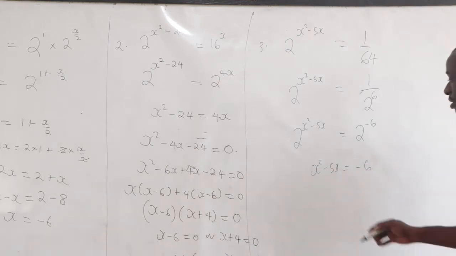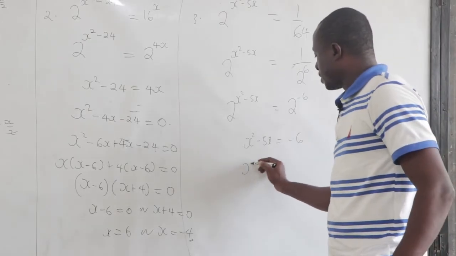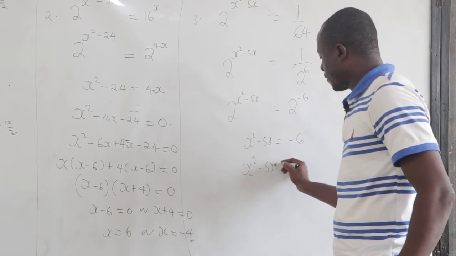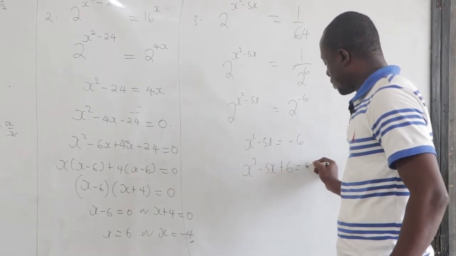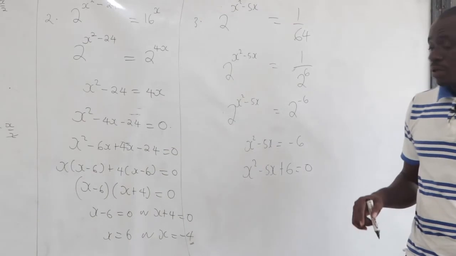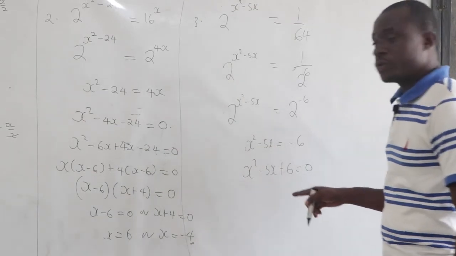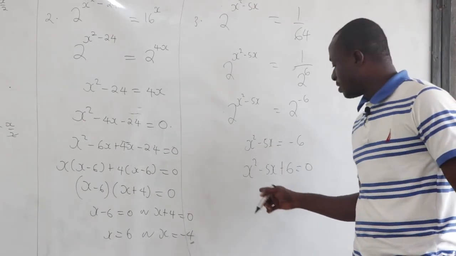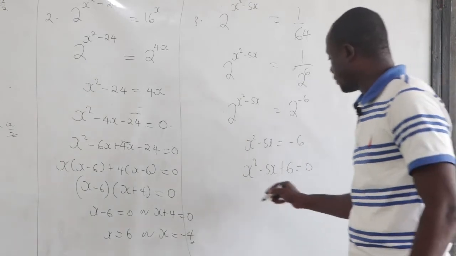We are getting a quadratic equation. So that is x squared minus 5x plus 6 equals 0. Why plus 6? Negative crossing becoming positive. Now, two numbers that multiply to give 6, and when you add, you get negative 5. That's negative 2, negative 3.